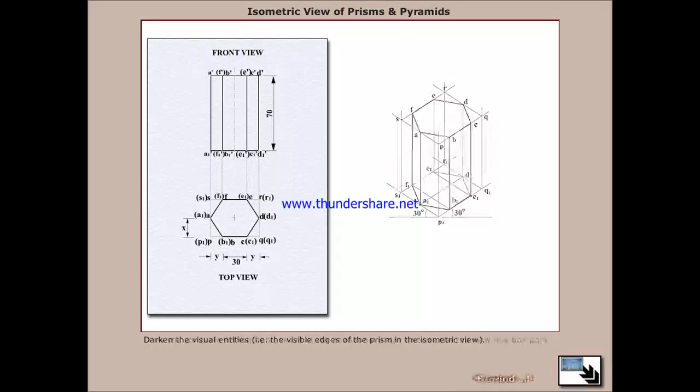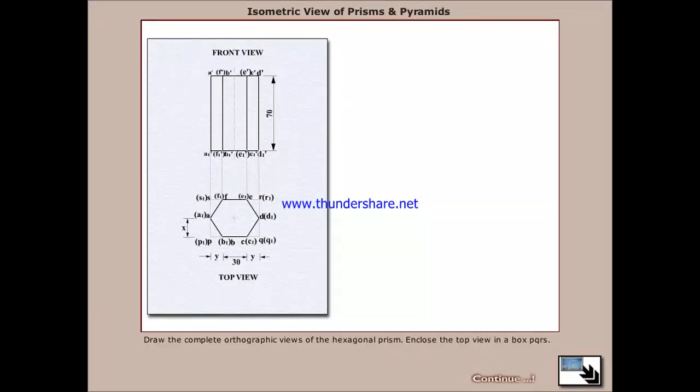Once again, draw the complete orthographic view of the hexagonal prism. Enclose the top view in box PQRS as shown in the figure. Draw a horizontal line nearby and mark a point P1 on it.